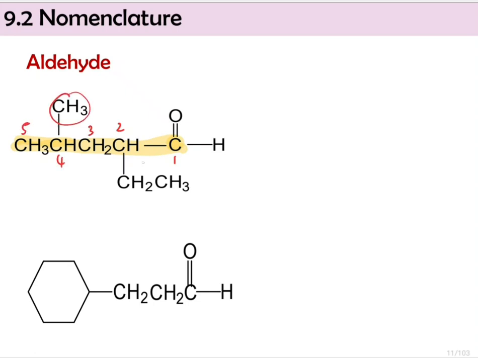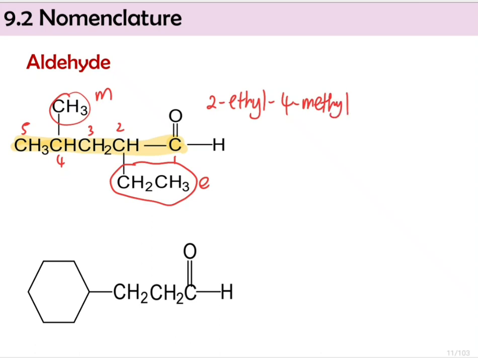At carbon number 4 and carbon number 2, there are substituent. Untuk tulis nama macam biasa, alphabet mana yang datang dulu, itu yang kita tulis dulu. So this is ethyl, this is methyl. So huruf E datang dulu. The full name for this compound is 2-ethyl 4-methyl. 5 carbon is pen. And this is aldehyde, pentanal. So dah siap untuk compound yang pertama.